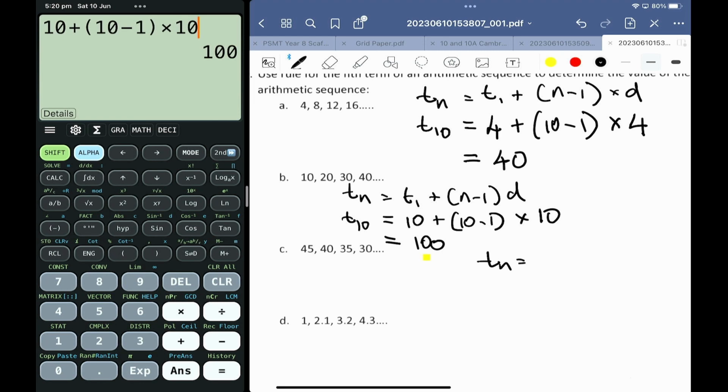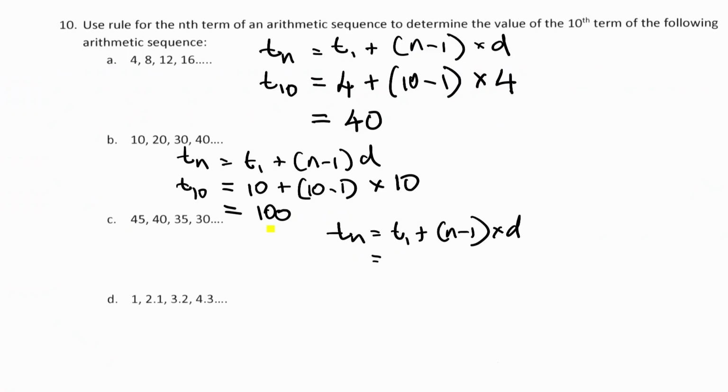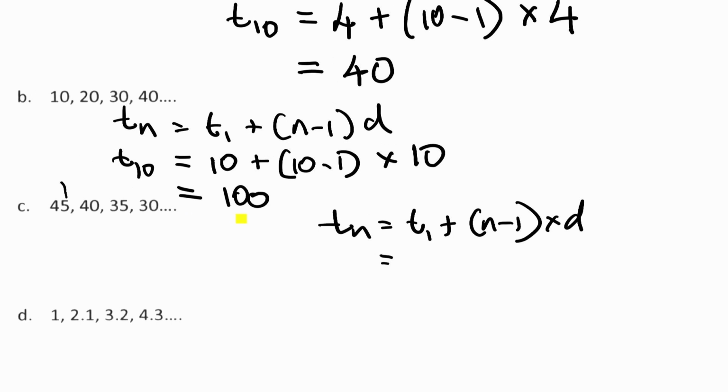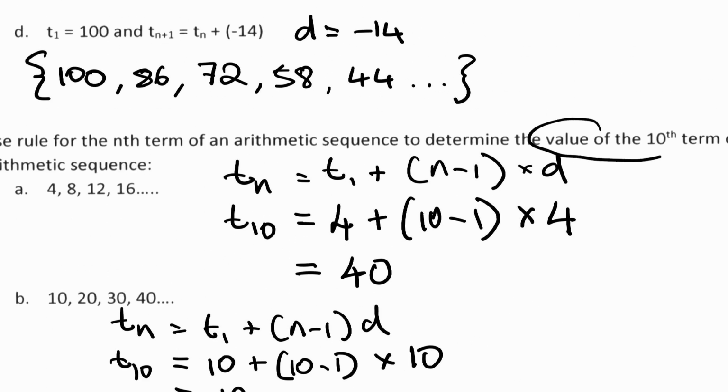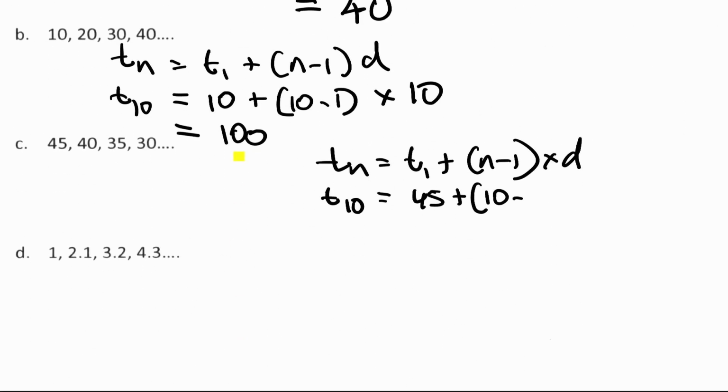Tn equals T1 plus n minus 1 times d. So we can see here the first term is 45. The n is again the position of the term, so that's the 10th term. And the difference, well, it's going down by 5 this time. Each time it is losing 5, it is going down by 5, so we're going to multiply by -5.